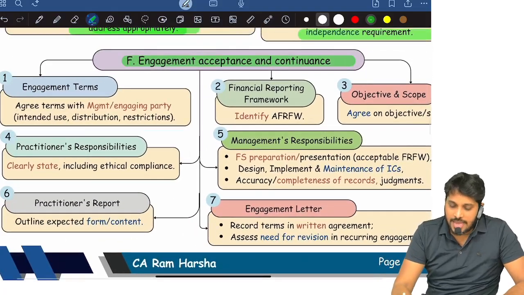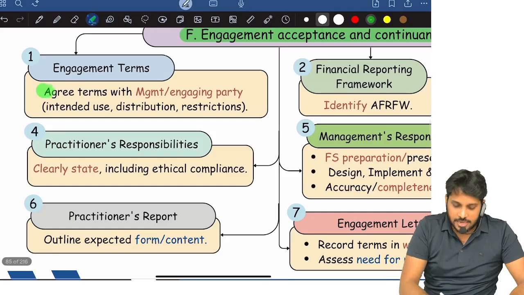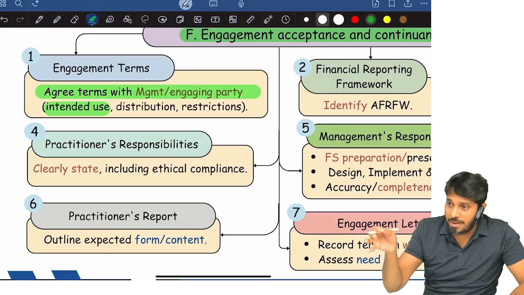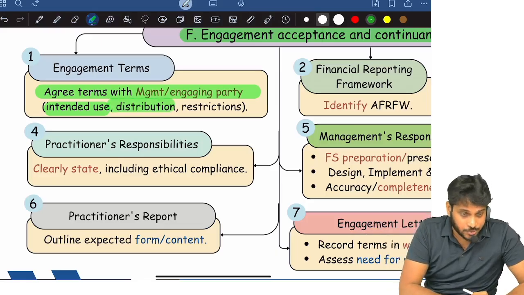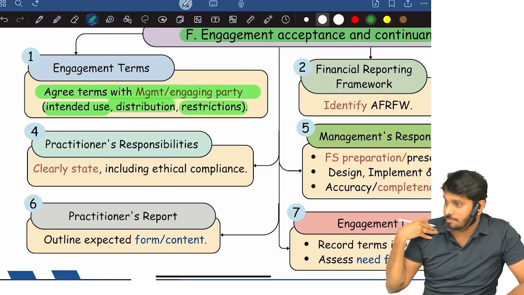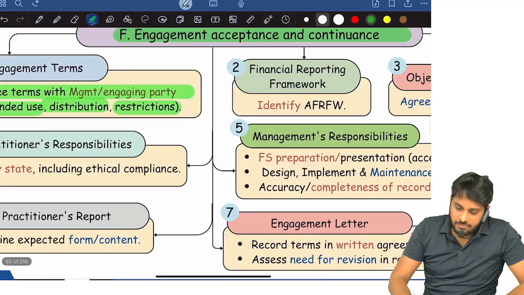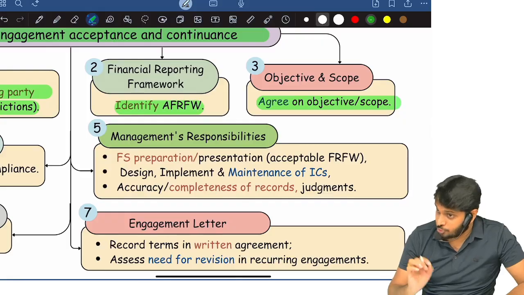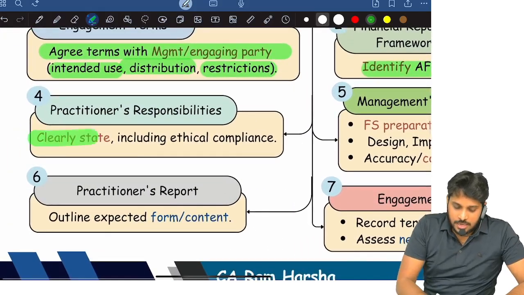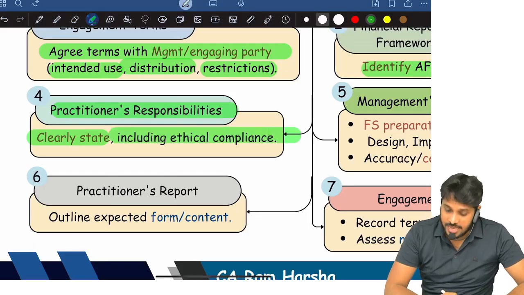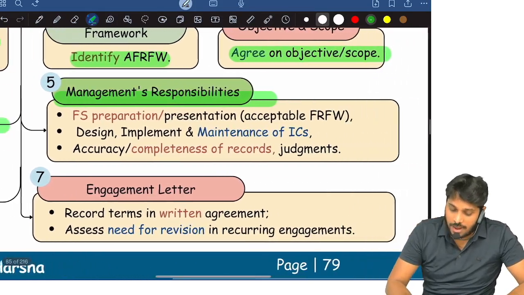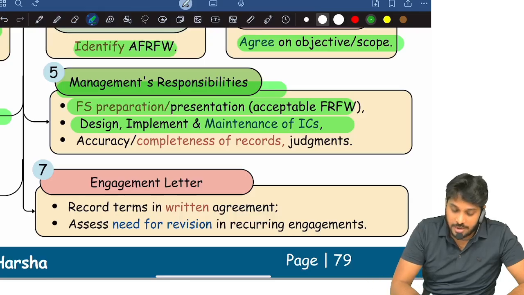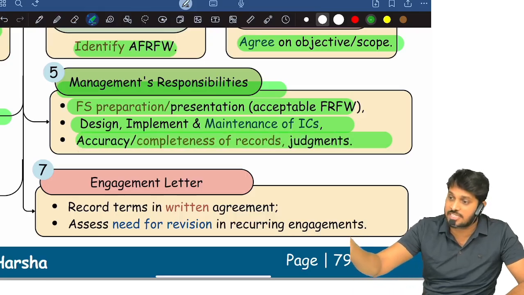Now, when do I accept and continue this engagement? First, I agree terms with management and the engaging party regarding the purpose of this compiled financial information, to whom it is distributed, and what restrictions apply upon me if I accept this. Identify the financial reporting framework according to which it is prepared, agree on the objective and scope of your work, and clearly state your responsibilities, including ethical compliance. Clearly mention management's responsibilities, that they are responsible for financial statement preparation, for internal control maintenance, and for the accuracy of records, information, everything.